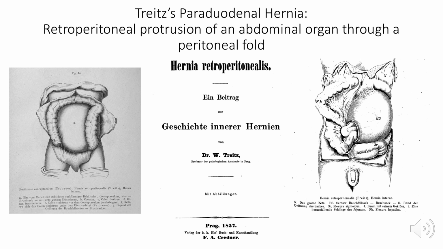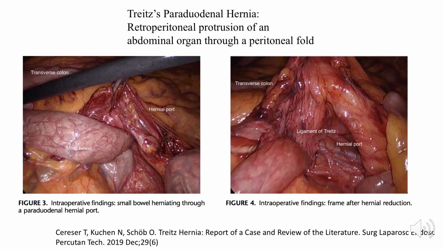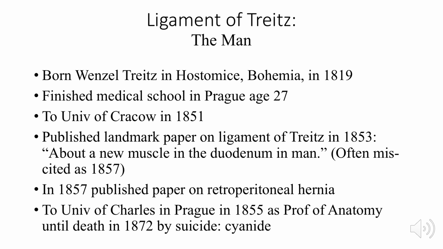Here again are original diagrams from Treitz's publication, 1857. And here, courtesy of Siriser et al., who published a report of a laparoscopic reduction of a retroperitoneal hernia in 2019, you can see on the left the loop of bowel going through the port, they call it, into the retroperitoneum, and then on the right is post-reduction, which they accomplished very easily with laparoscopic surgery.